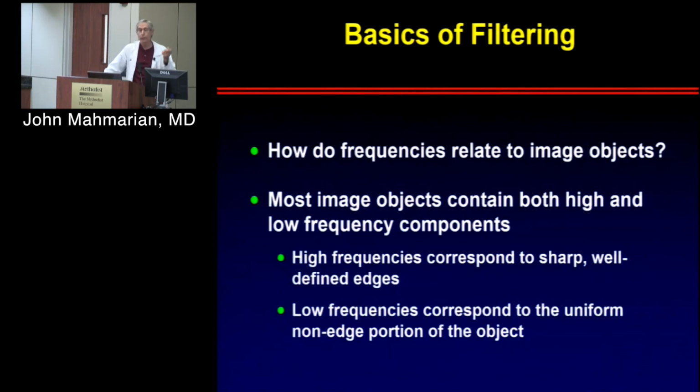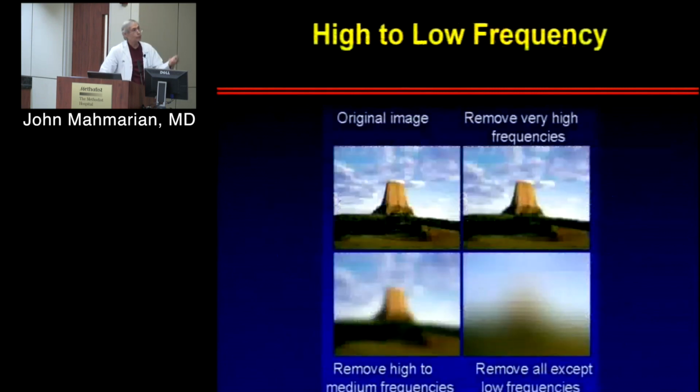understand how filtering is performed, because all images contain both high and low frequency components. The high frequency components tend to be the edges. The low frequency components tend to be the uniform non-edge related areas where there's no change. So in a scan, it would be where you'd have a dramatic change in counts, or where you didn't have a dramatic change in counts, right? That would be a low frequency. So it's just like a picture would be, okay?